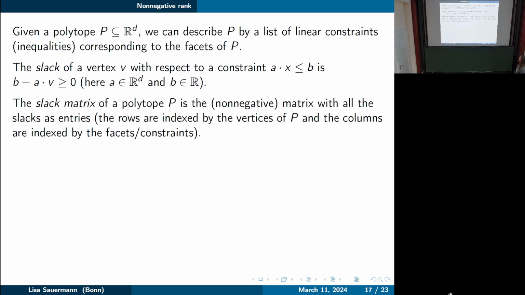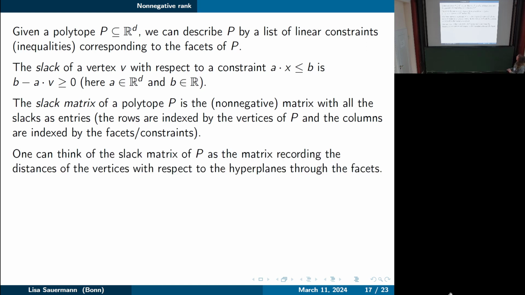So the slack matrix of a polytope P is the non-negative matrix where all the slacks are the entries, so the rows are indexed by the vertices and the columns are indexed by the constraints, and then for every vertex you look at how much slack there is in the constraint, and because the slack is always a non-negative number, you get a non-negative matrix.